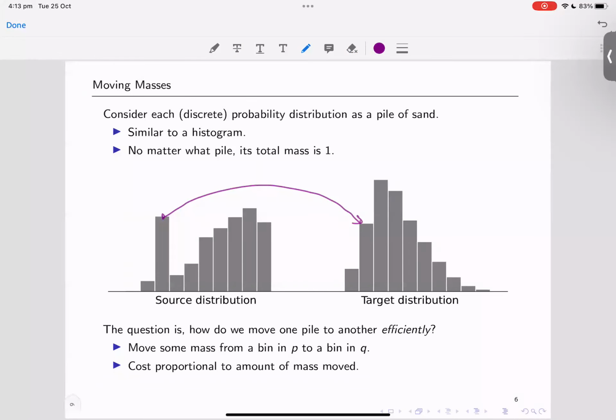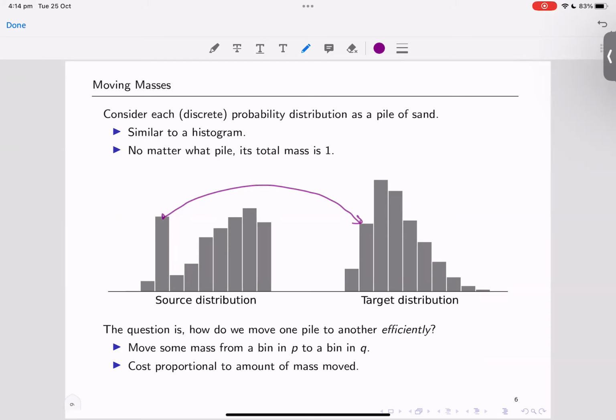So the combinatorial question we have is, how do we move efficiently? How do we transport the mass on the left-hand side to exactly the mass on the right-hand side, but in the most efficient way possible? We have to define a few things. We first have to define what it means to have efficiency in your mapping, and the second is, how do we formalize that into an optimization problem?